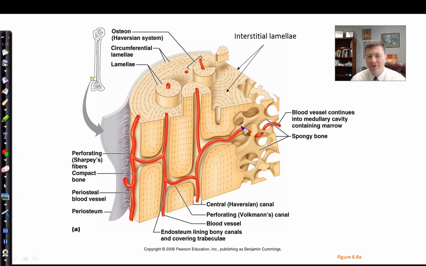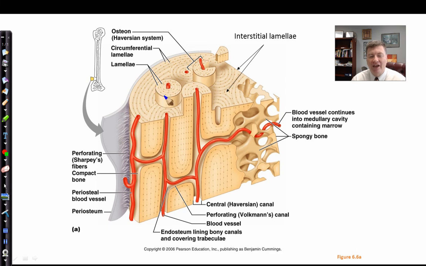Again, you see the trabeculae, you see these beams, and while this bone may look weak, actually the trabeculae give the bone a little bit of strength. And again, remember, all throughout here, you're going to have your bone marrow. But let's focus on compact bone.